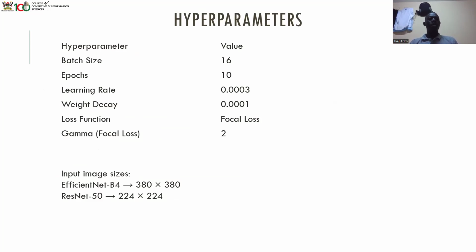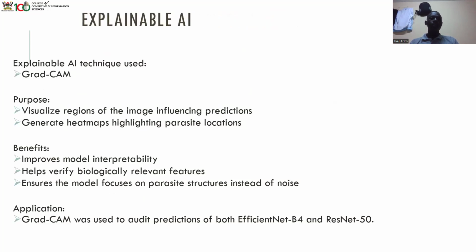Then the hyperparameters here: I used a batch size of 16. Of course, I trained the model for two epochs. The learning rate was 0.003, the weight decay 0.001, and the loss function was calculated using the Focal Loss, and the gamma was 2. As I said later on, the image size for the EfficientNet B4, I used 380 by 380, then for the ResNet, 224 by 224.